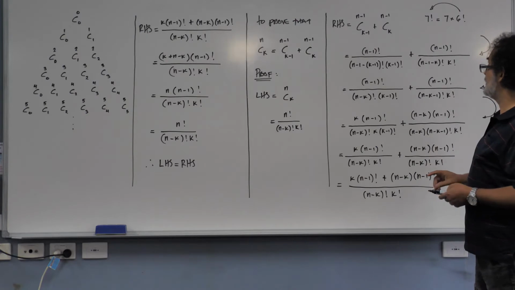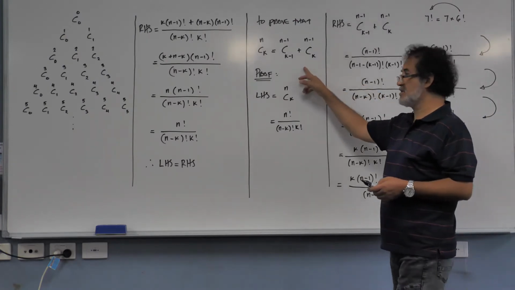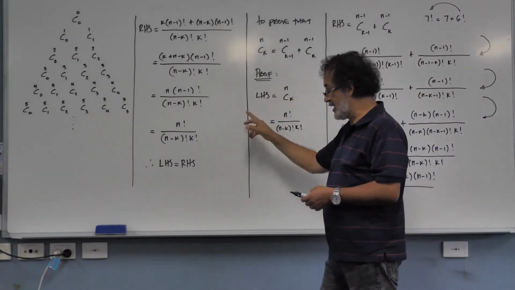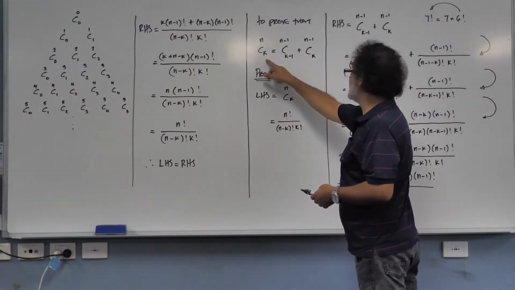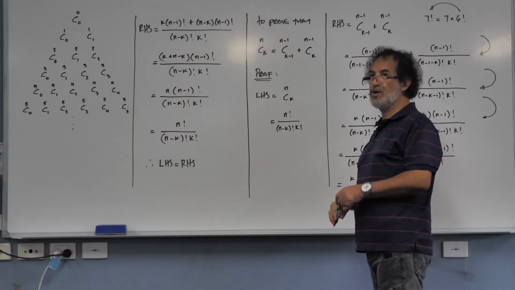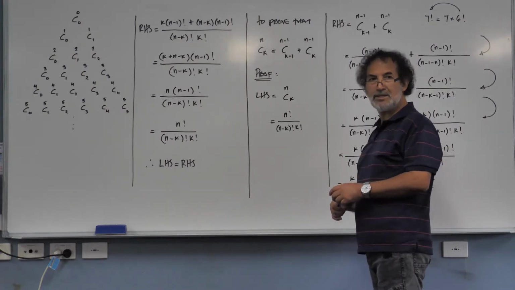And therefore, we have this. So the conclusion: you're going to say, therefore, write it down, therefore this is equal to that, because that's what we really want to prove in the first place.